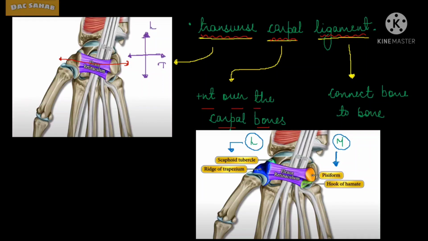See, on your hand, on the ventral aspect of your hand, it connects bones. It connects pisiform and hook of hamate present medially to the scaphoid tubercle and the trapezium ridge laterally. Here you can see. Laterally, what are present? Scaphoid tubercle and trapezium ridge to the pisiform and hook of hamate present medially.